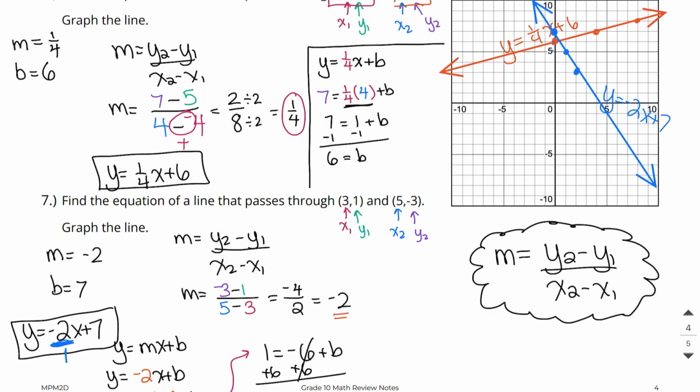Let's just make sure it goes through the points that we want it to go through. So the first point that it needs to go through is 3, 1 right here, and 3, 1 is right here, so this point works. And then the other point that it needs to go through is 5, -3. It does go through 5, -3 right here, so we are good to go. We know we've graphed this out correctly, okay?